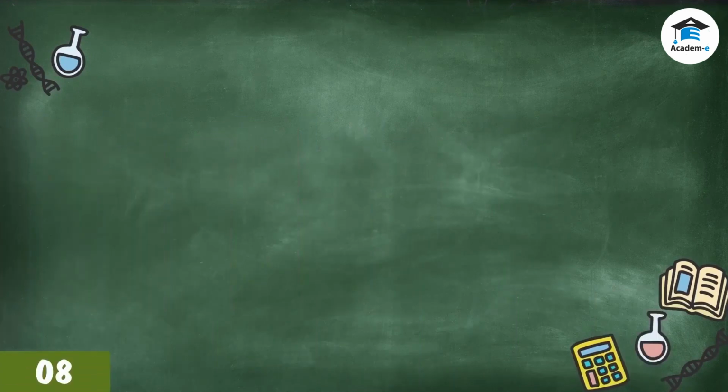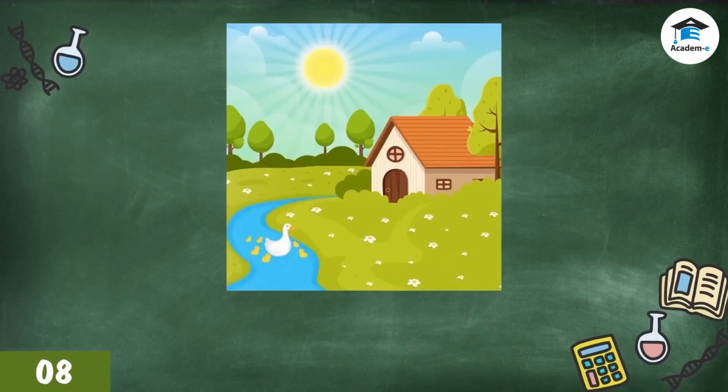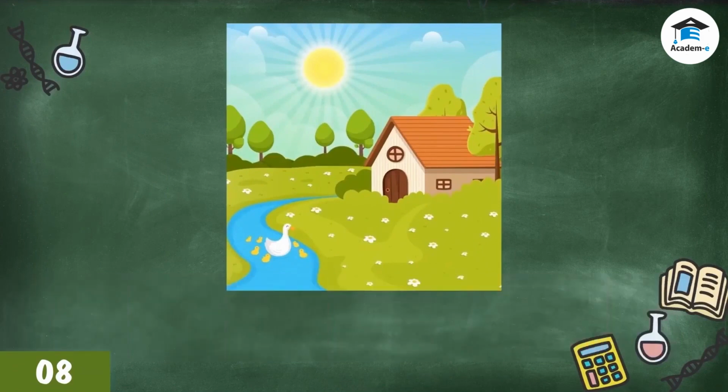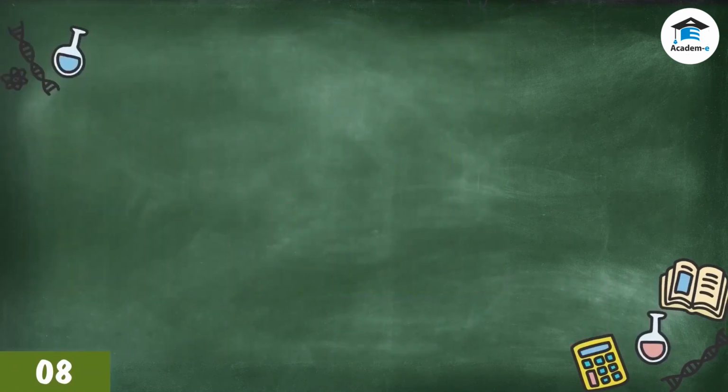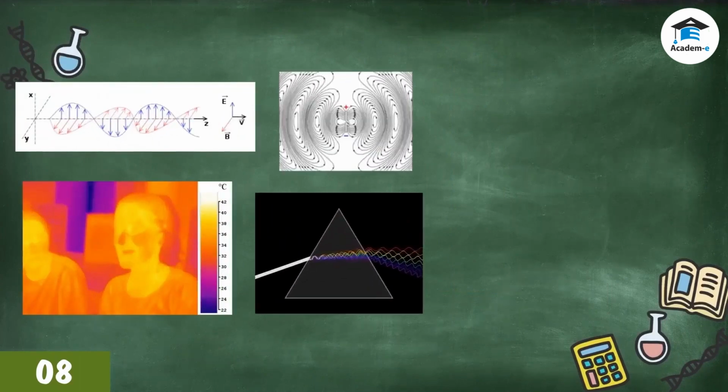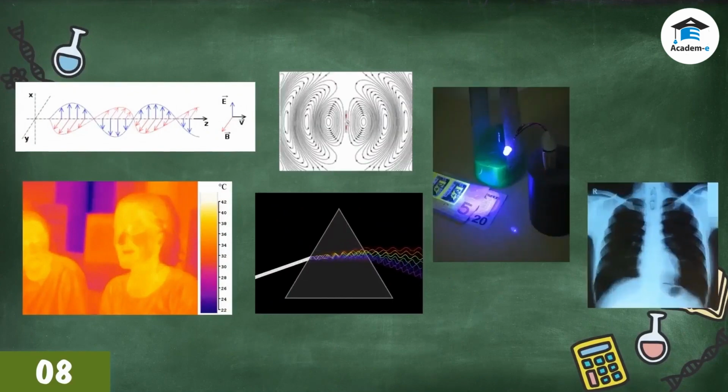The fourth form of energy is the radiant energy, which is the energy that travels toward all directions from the source. Radiation is a form of energy that can move through empty space. It is the energy of the electromagnetic waves, radio waves, infrared waves, visible light, ultraviolet rays, and X-rays.